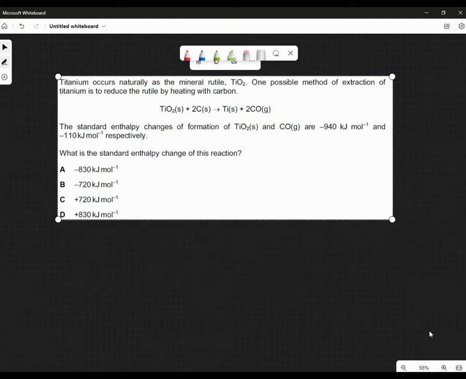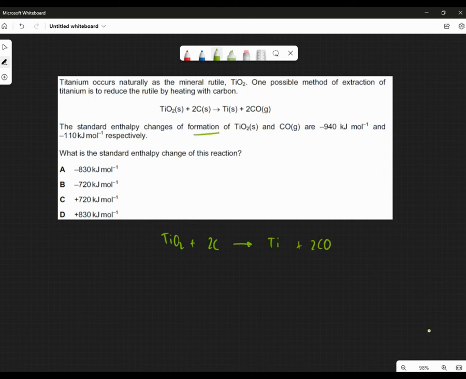This one looks relatively straightforward. Titanium occurs naturally as the mineral rutile, TiO2. One possible method for extraction of titanium is to reduce the rutile by heating with carbon. Standard enthalpy changes of formation are given for that and that. What's the enthalpy change for the reaction? Right, this doesn't look too hard. So TiO2 plus 2 carbons gives Ti plus 2CO.